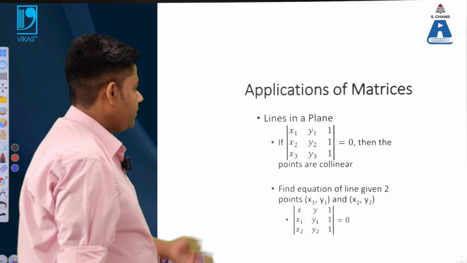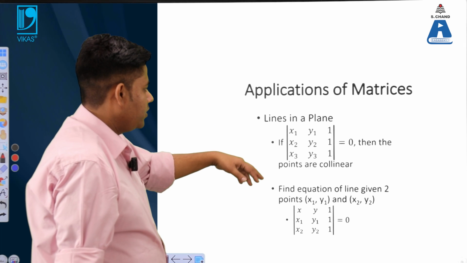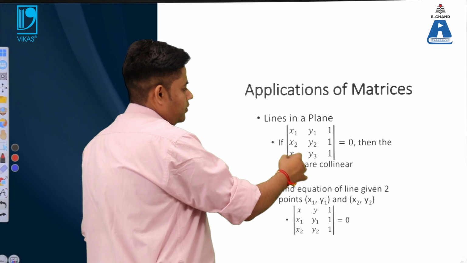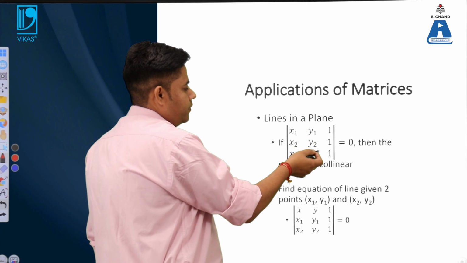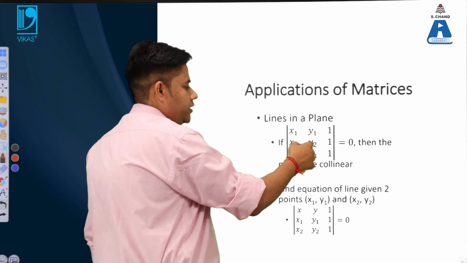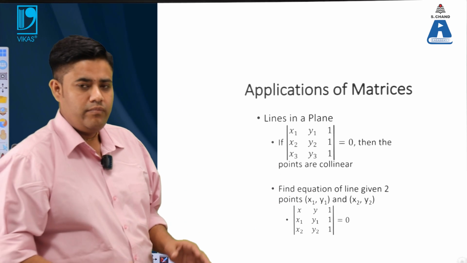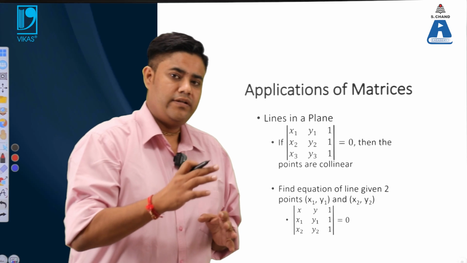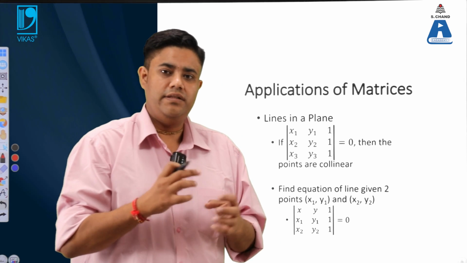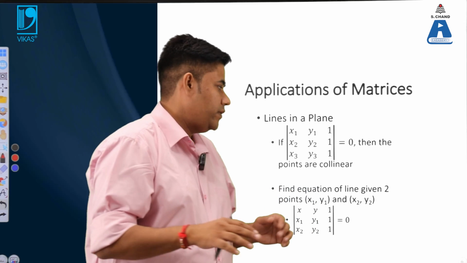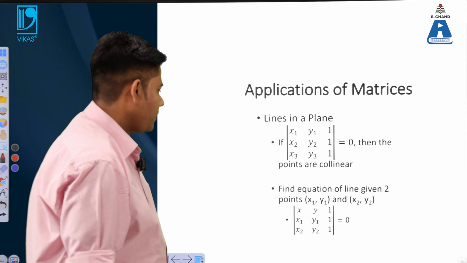And the next application is to find out whether these points are collinear or not. So when the area of the triangle is 0, or the determinant value is coming out to be 0, then we will say that the points are collinear. Because if the area of this triangle is 0, that means that all the points lie in the same plane. That means these points are collinear.